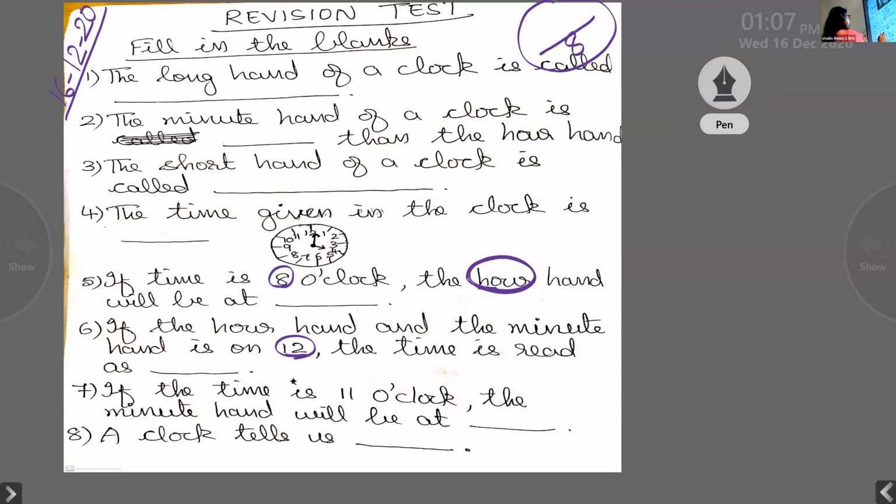Seventh one, if the time is 11 o'clock, the minute hand will be at which number?